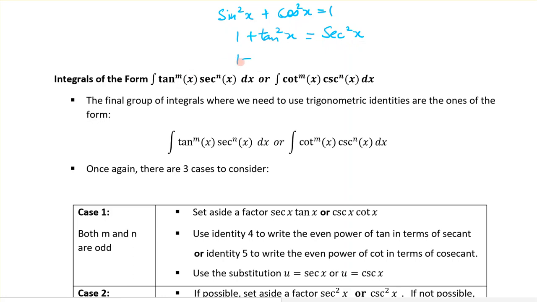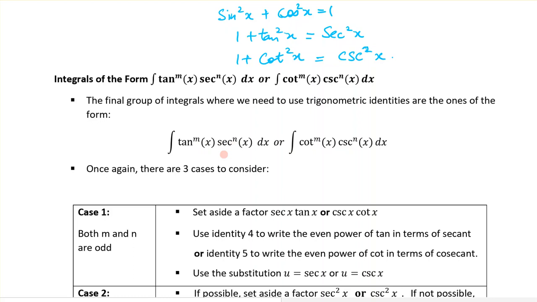And similarly in case of cotangent, we are going to use the relationship that 1 plus cotangent squared x is equal to cosecant squared x. So the procedure is pretty much the same as we did in case of the powers of sine and cosine. So again, when we have these two forms, we have three cases to consider.